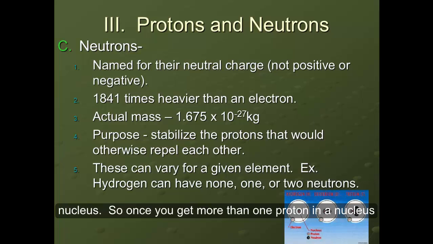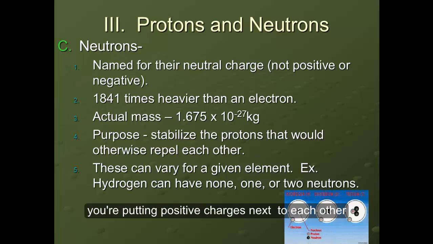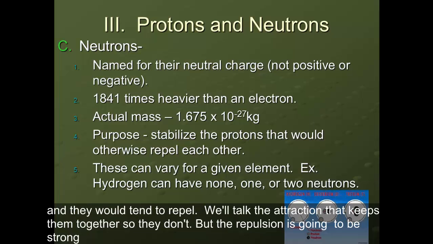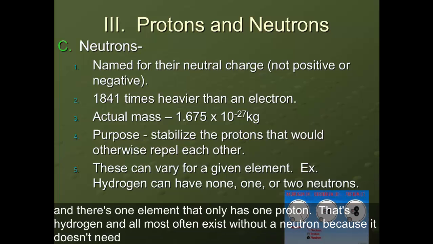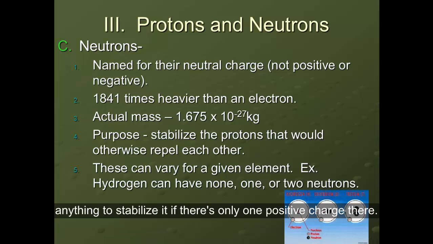So once you get more than one proton in a nucleus, you're putting positive charges next to each other, and they would tend to repel. We'll talk about the attraction that keeps them together so that they don't. But the repulsion is going to be strong enough that you need a neutron to help out in stabilizing them together. And there's one element that only has one proton, that's hydrogen, and most often it exists without a neutron because it doesn't need anything to stabilize it since there's only one positive charge there.